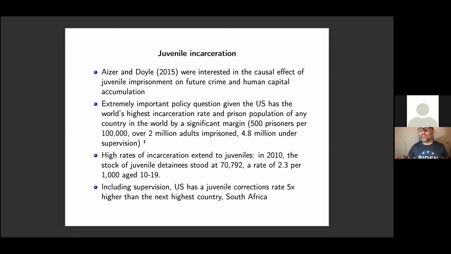The next highest incarcerating country in the world is South Africa for juvenile incarceration rates. Our juvenile incarceration rate is 5 times higher than South Africa. So South Africa is number 2, and we're 5 times higher. We have 70,792 children in prison in the United States in 2010. Okay.